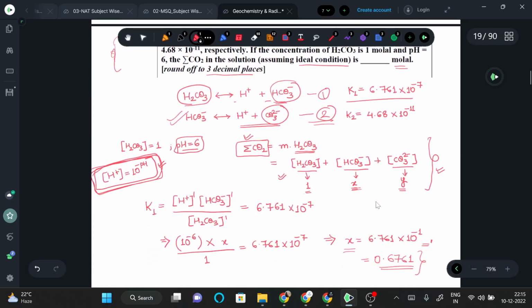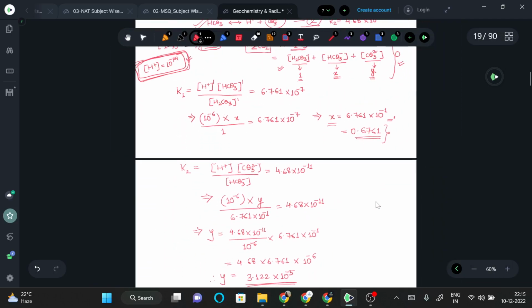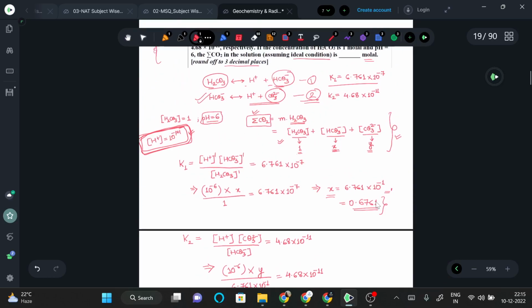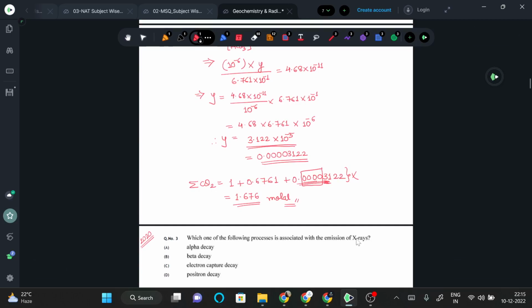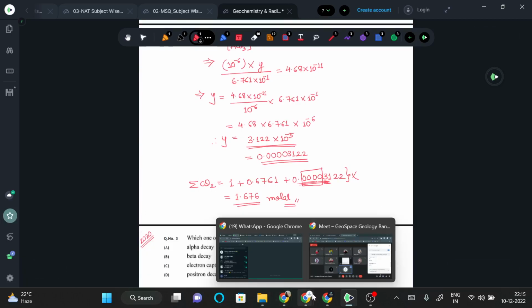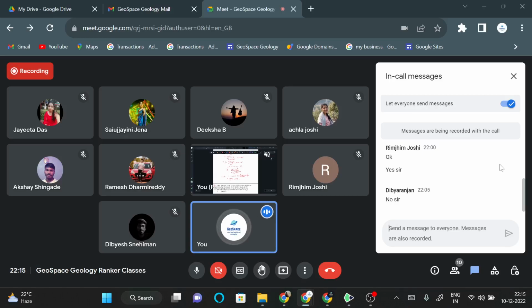Yes, 3 decimal places. Is this question clear? Please let me know if this question is clear. It was a simple question. It's just that you needed to understand the language of the question, what it is asking. Everyone, are you all along with me right now so far? Please let me know.